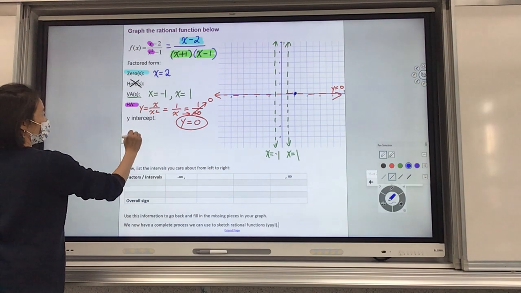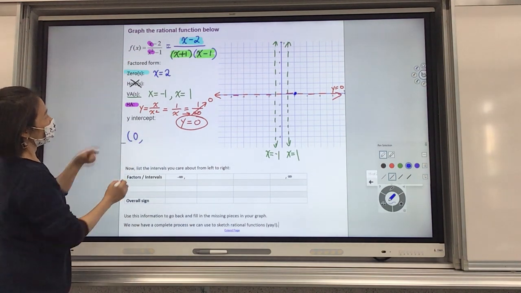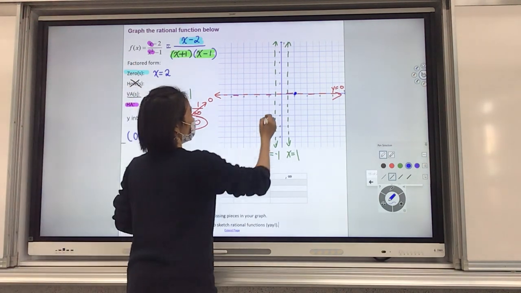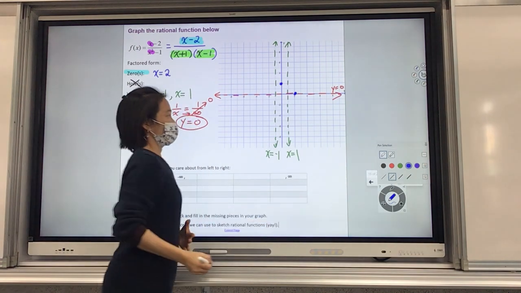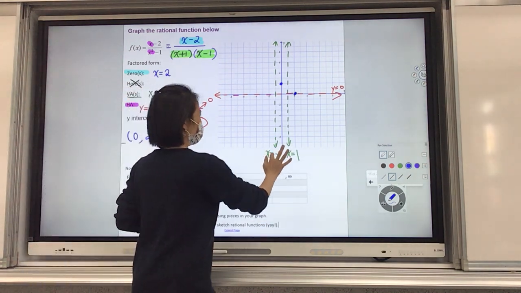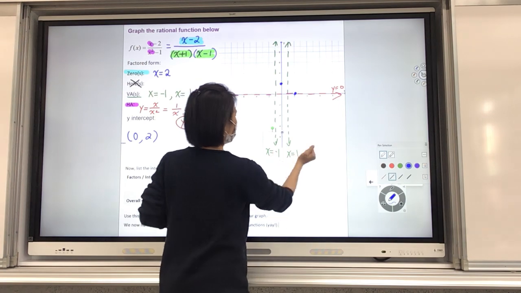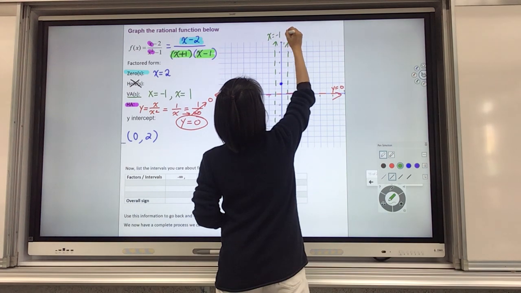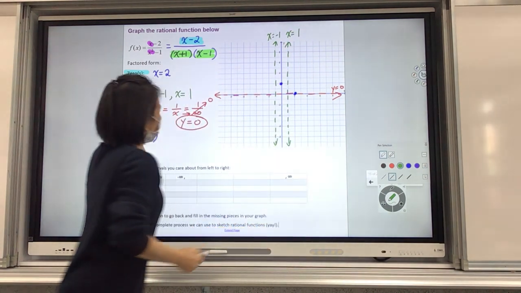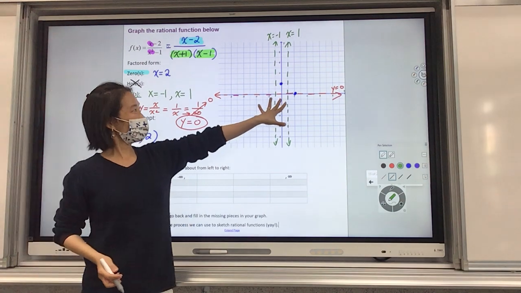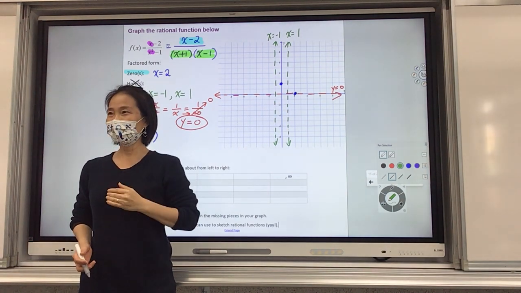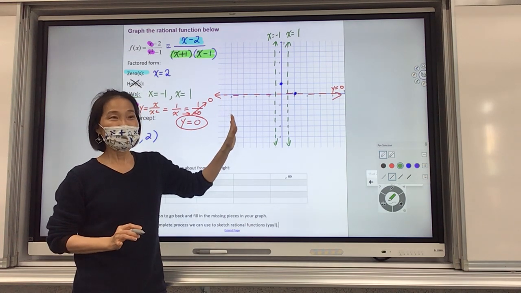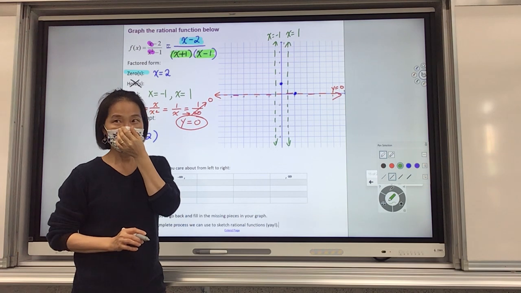Okay? Where is my y-intercept? Substitute x equal to 0, I get 2. Am I right? Yeah. (0, 2). Put that on. I'm going to label this on top because it's in my way. Okay, right now my information is not very useful. I'm kind of lost here. How is my curve going to go, right?